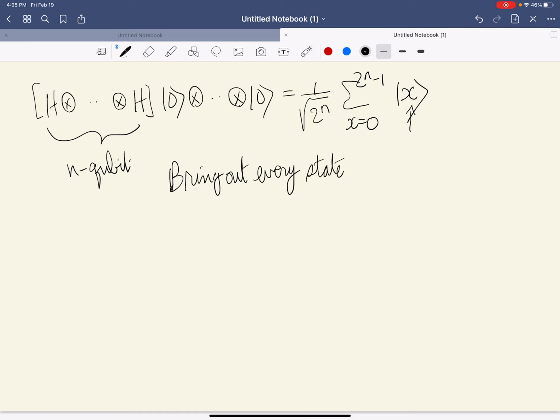And this is not a trivial statement because the number of states in this Hilbert space is exponentially large, 2 to the n. And by doing this Hadamard, you do not get to miss any of those because now every one of those states participates exactly once in this linear combination of the n-qubit Hilbert space.